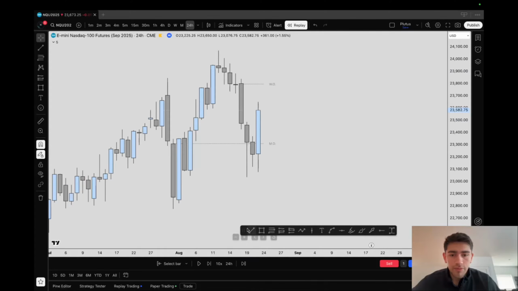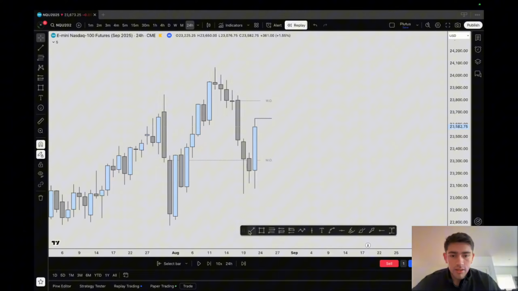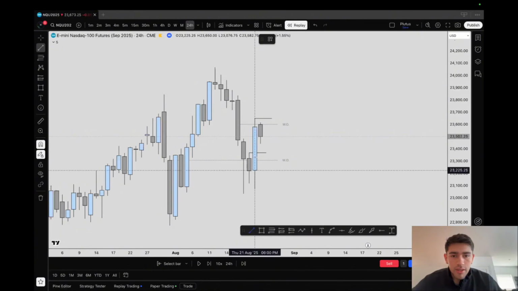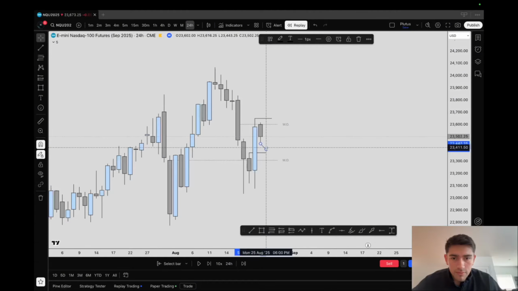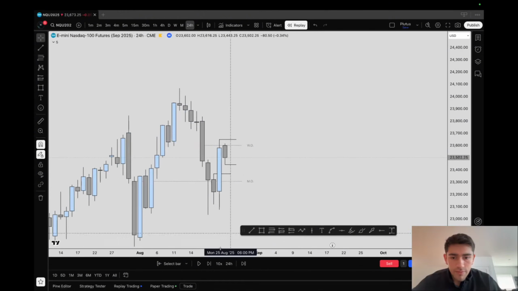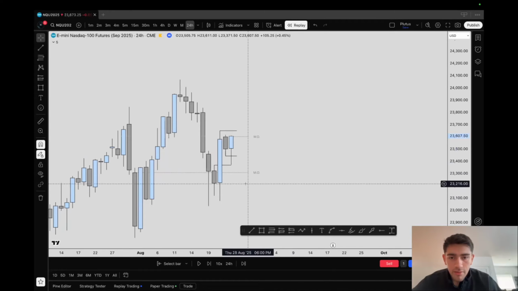Just do this. We close above this high. Where's the next draw on liquidity going to be? The next high. We closed above here, so I want the next high to be the draw. We didn't close above. Where's the next draw going to be? This low. It's out of here. Boom. We swept the low.